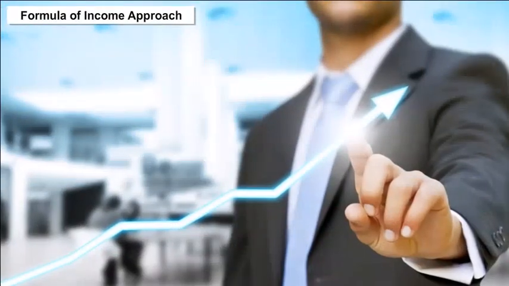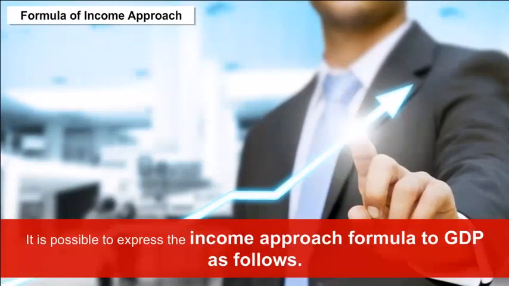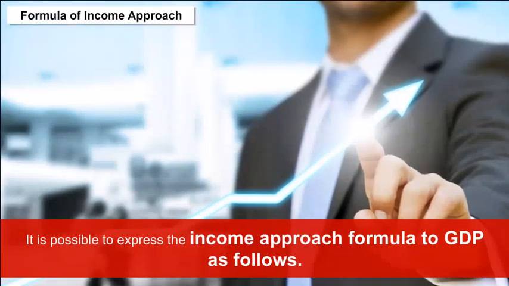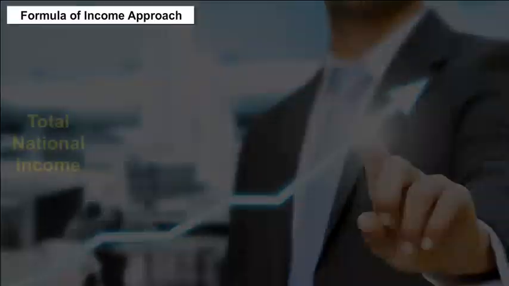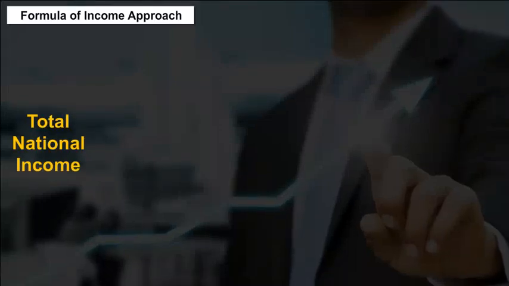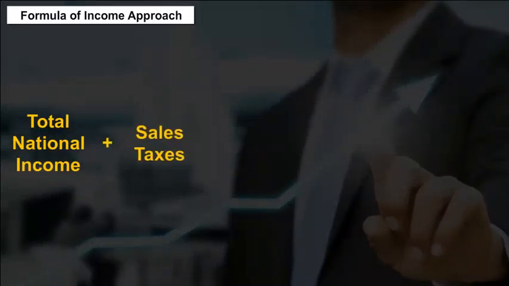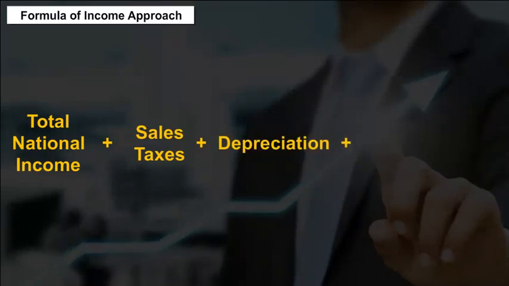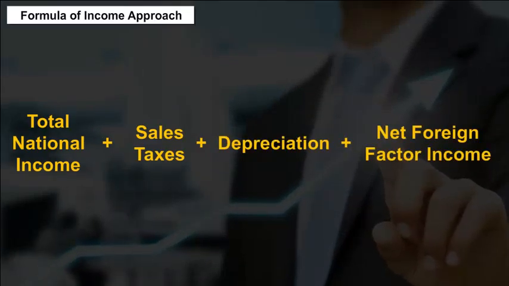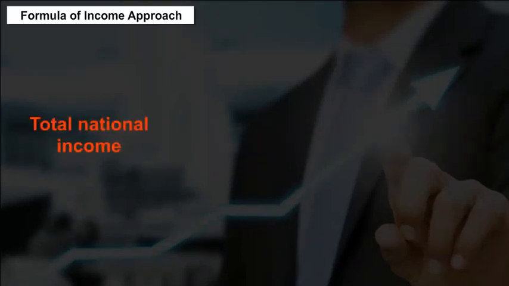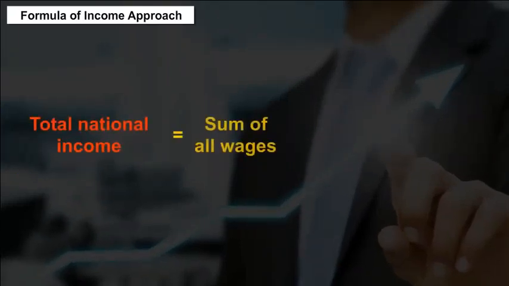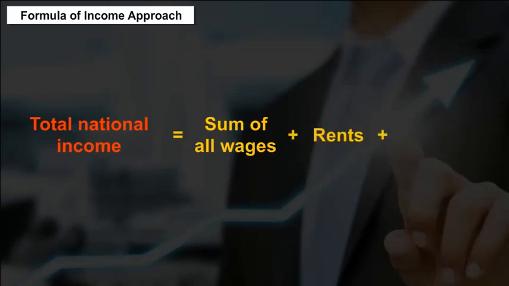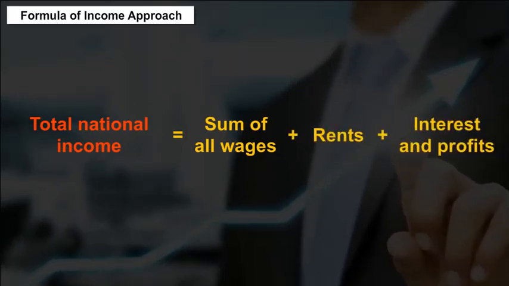Formula of income approach. It is possible to express the income approach formula to GDP as follows: total national income plus sales tax plus depreciation plus net foreign factor income. Total national income is equal to the sum of all wages plus rent plus interest and profits.